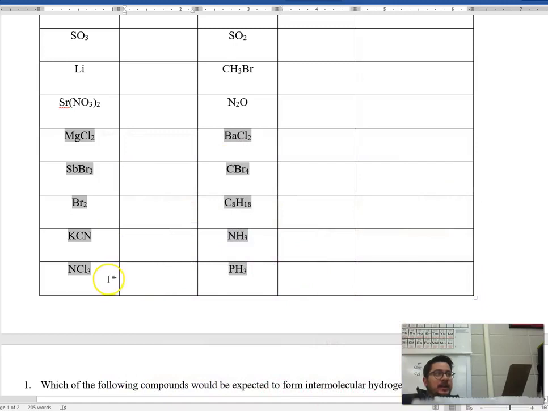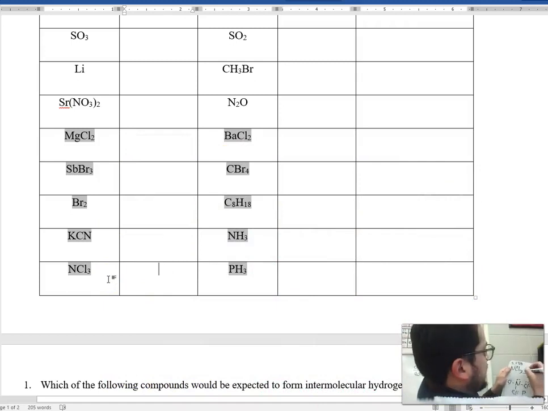So right here in NCl3, I'm going to write dipole-dipole forces, or I can abbreviate and put DDF. Just like that.